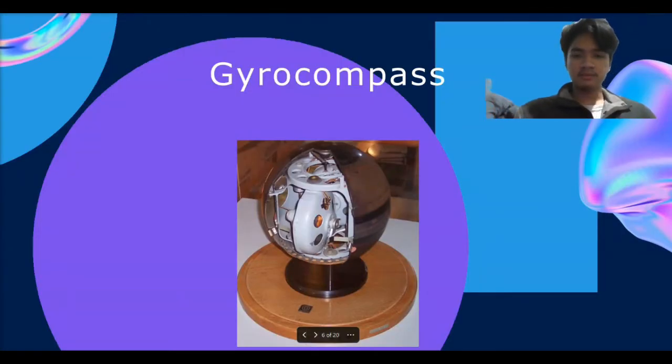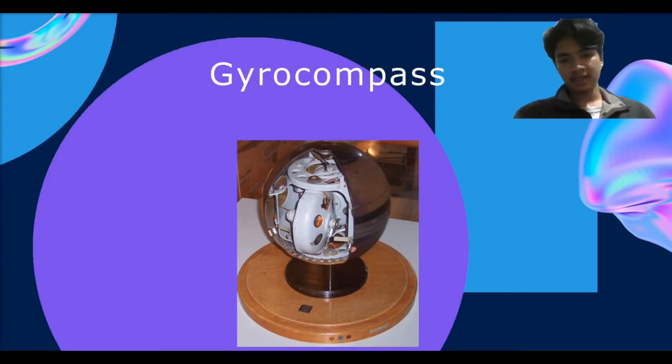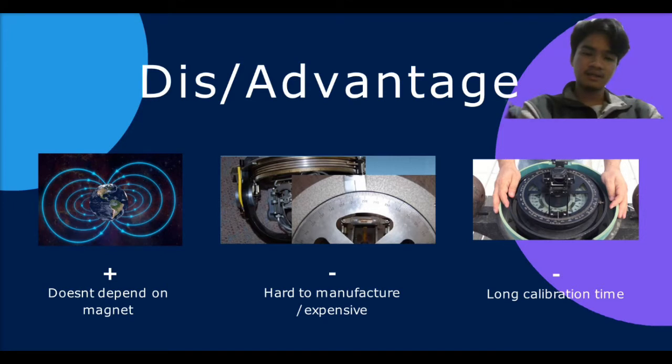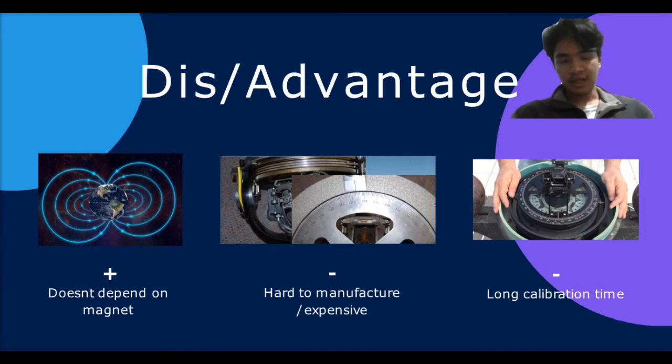I'll explain about the gyro compass, the application of the gyroscope. I'll start with the advantages and disadvantages. Firstly, the advantage of the gyro compass is it doesn't need a magnet to locate the North Pole, but it cannot seek the North Pole. We need to tell it first where the North Pole is. That means it has a long calibration time, and also because it's a mechanical system, it's hard to manufacture and it's also expensive.